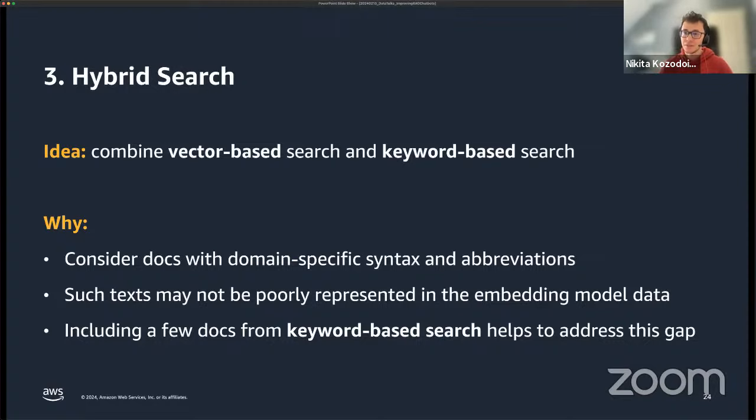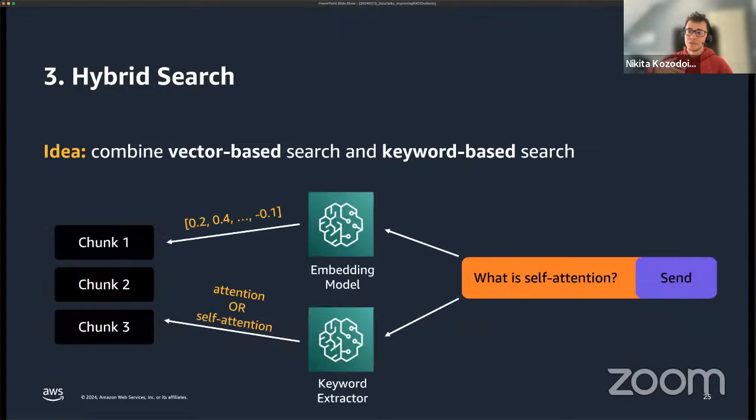in your search pipeline. What it means is that now, given a user question, let's say what is self-attention, we will be looking at two search pipelines that we run in parallel. One of them will be: let's embed the user query using our embedding model and find the closest chunk in the embedding space. In this diagram, it would be chunk number 1. But in parallel, let's also extract keywords from our user question. In this case, it will be, for example, attention or self-attention, and also do a lexical, keyword-based search over our chunks. And maybe in this case, chunk number 3 will be the most relevant chunk.